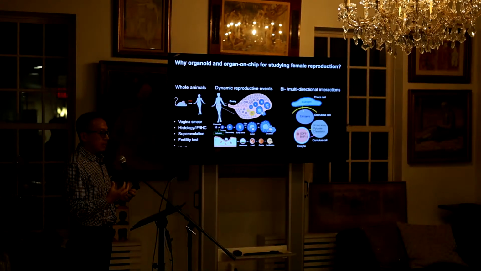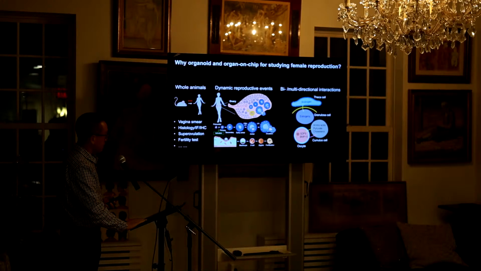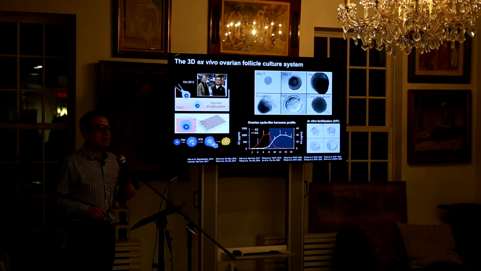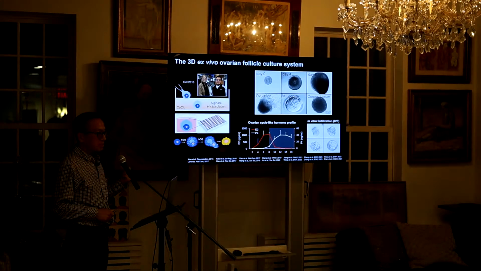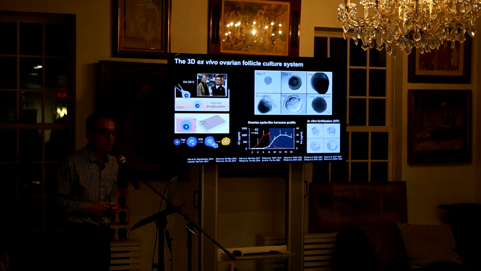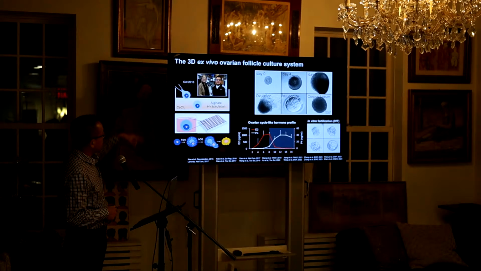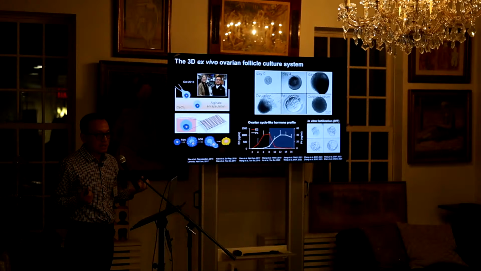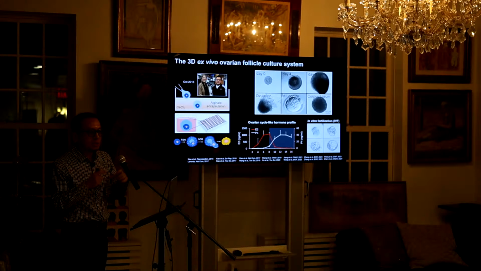So based on all these facts, we may want to develop an organoid or in vitro model to provide us with an additional option so we can study reproductive biology, disease, and also medicine as well. I started to learn this technique in 2013 when I did my postdoc with Teresa Woodruff. You may have heard about her technique. We use hydrogel, alginate hydrogel, to encapsulate either mouse or human follicles to give them a 3D environment.